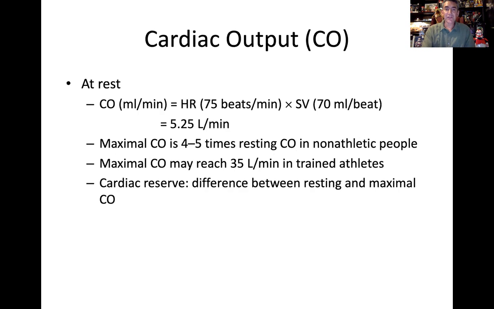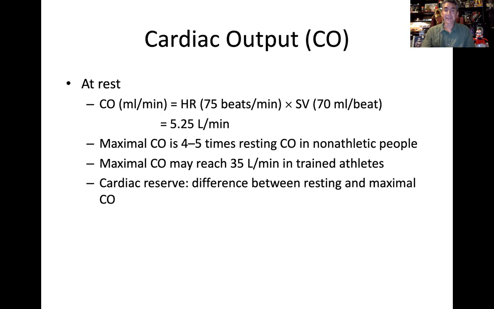So this would be average for most of us, about 4 to 5 times resting cardiac output. Just to keep it at a whole number, if we're at 5 times resting cardiac output, this maximal CO is 5 times 5. So at this maximal effort, you're moving about 25 liters of blood through the heart in 1 minute. That's a lot. That's a lot of blood going through that heart.